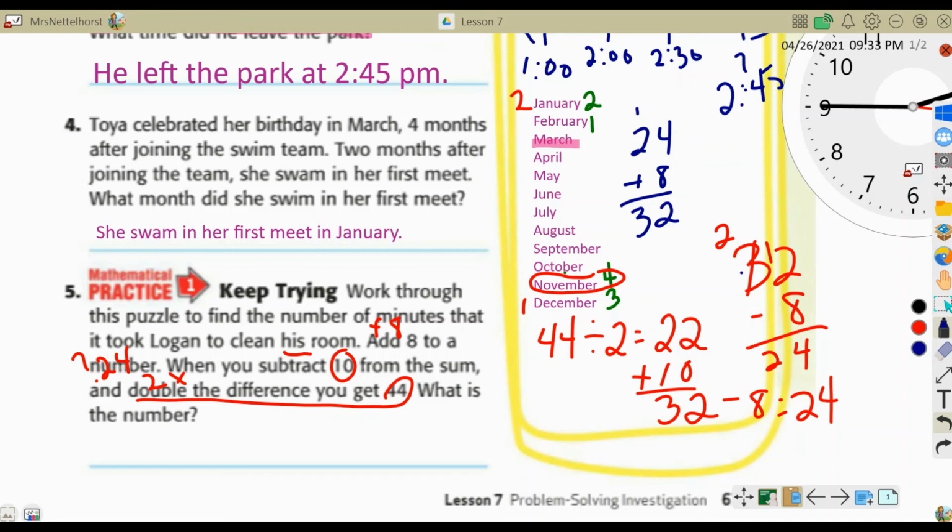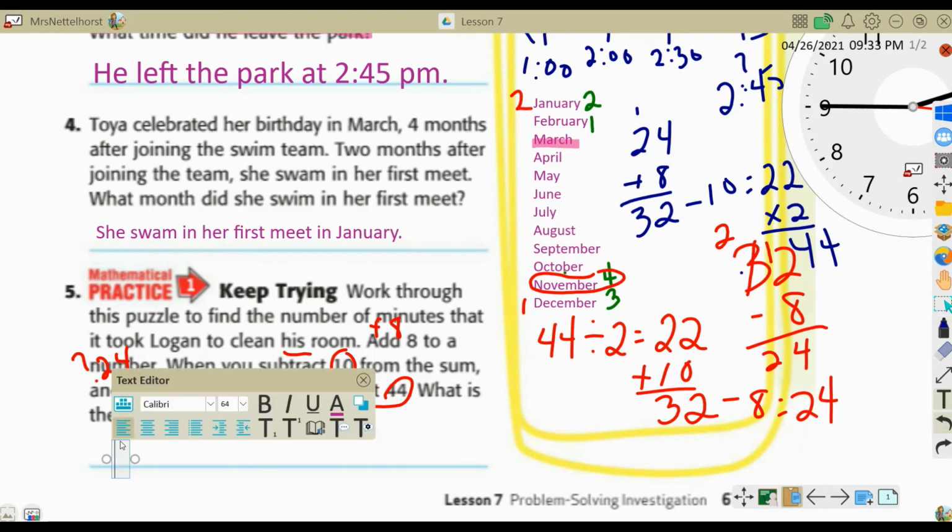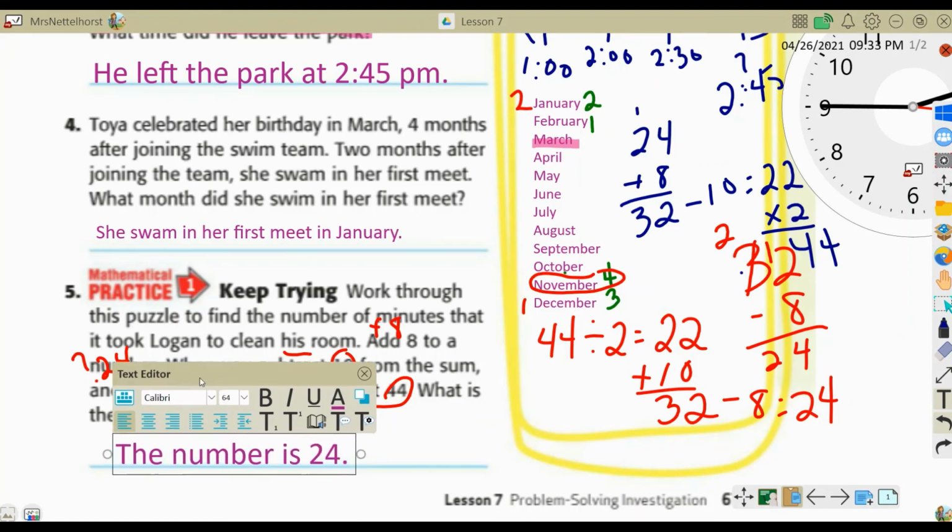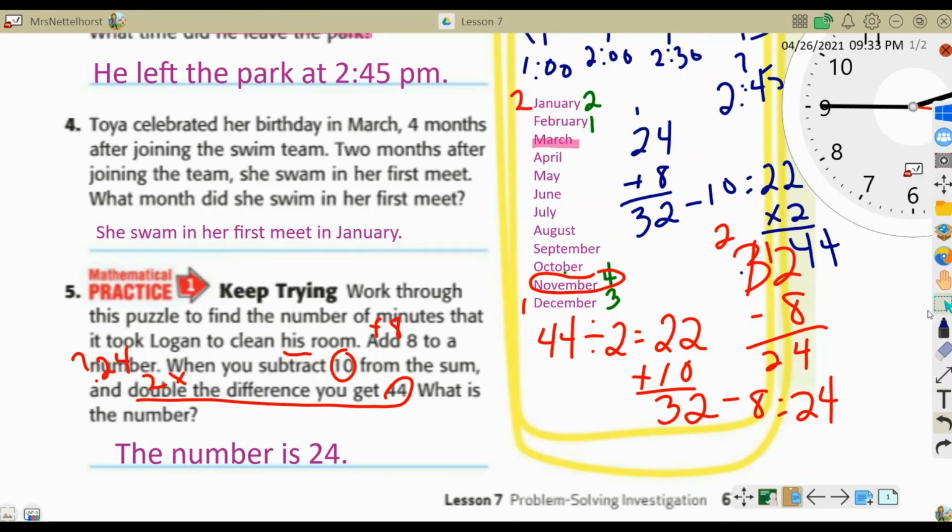Subtract 10 from the sum. So 32 minus 10 equals 22. Then we double the difference, we get 44. So 22 times 2 is 44. So it worked forwards and backwards. We got the right answer. The number is 24. Okay, there you go. That's it. That's the working backwards strategy.